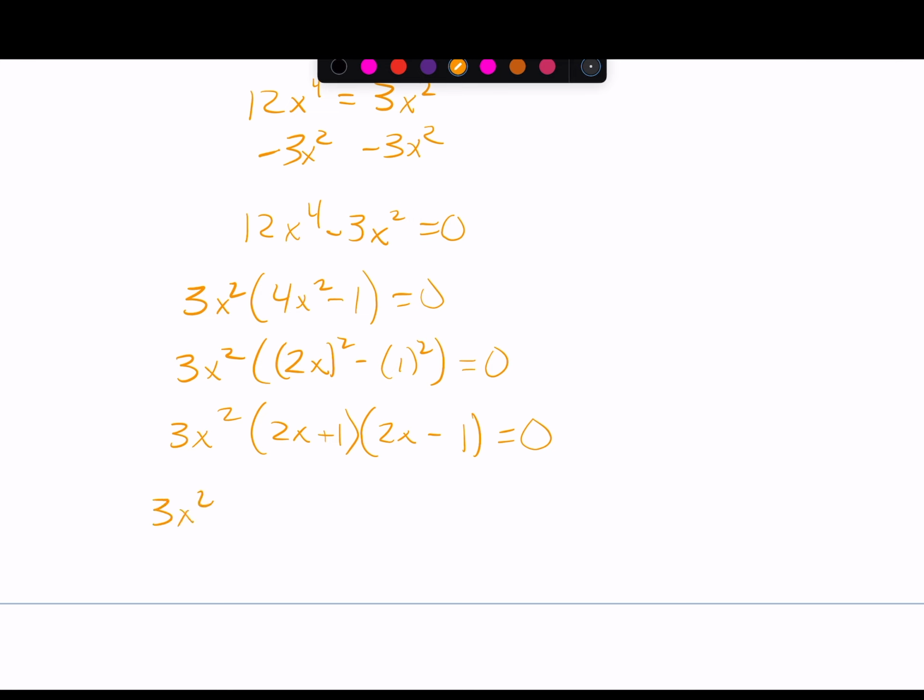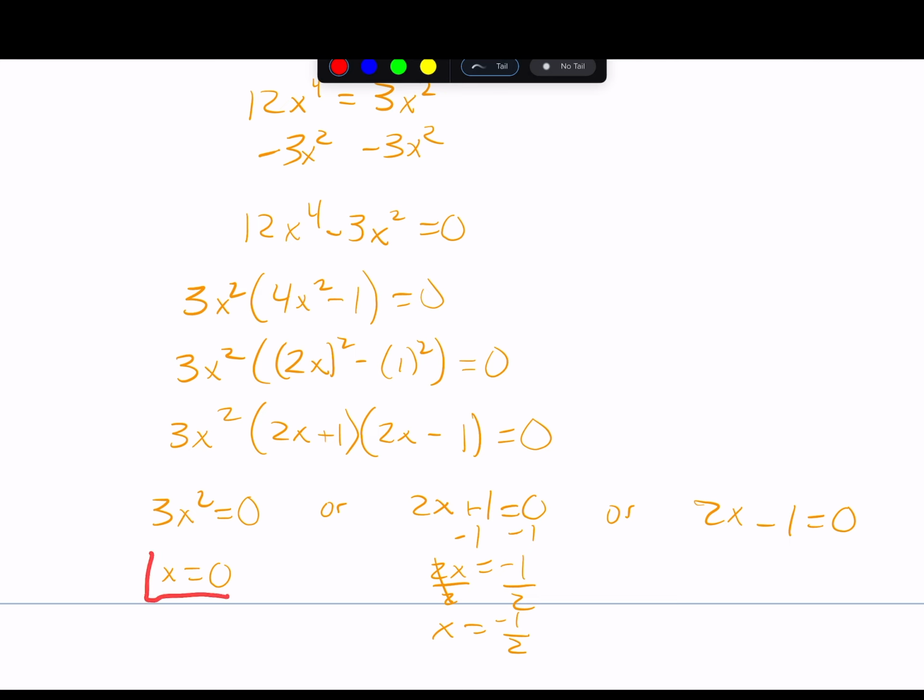So 3x squared is equal to 0, or 2x plus 1 is equal to 0, or 2x minus 1 is equal to 0. Well, in the first case, the only way 3x squared can be 0 is if x is 0. In the second equation, we can subtract 1 from both sides. So 2x is equal to negative 1. Divide both sides by 2. So x is equal to negative 1/2. And then the third equation, go ahead and box those in so we know those are our solutions.